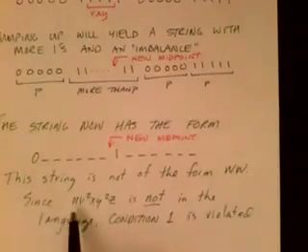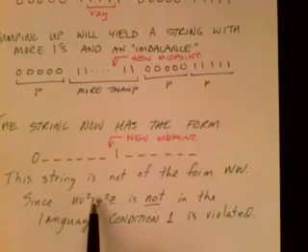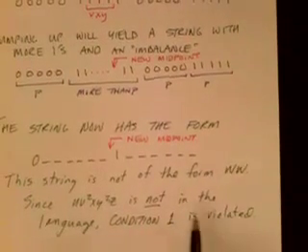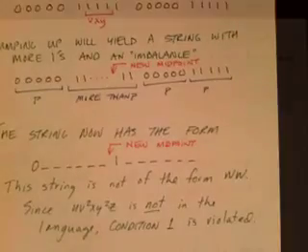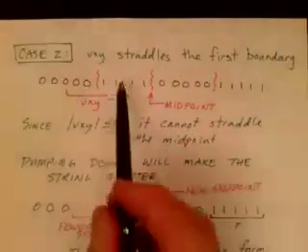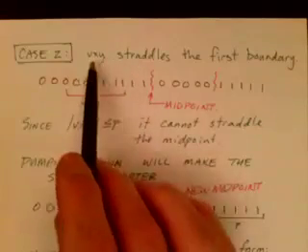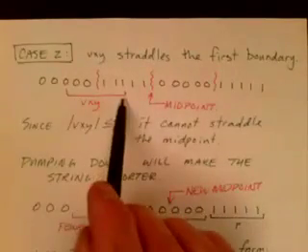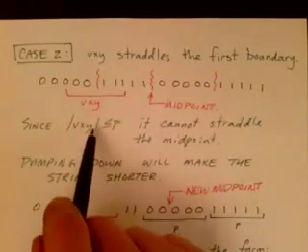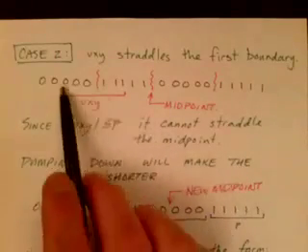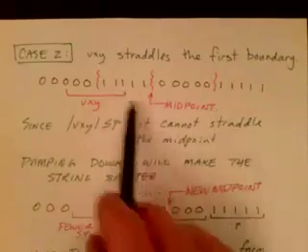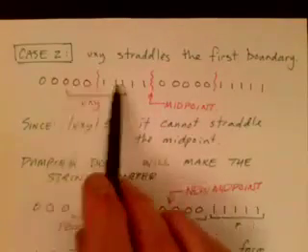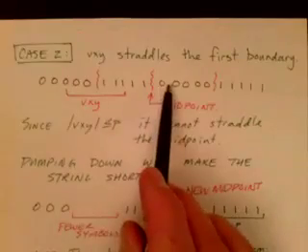And so, since u v to the power 2 x y to the power 2 z is not in the language, condition 1 is violated for this case, but we still have to look at the other cases. Now let's look at the second case, where Vxy straddles the first boundary. Here's an example. Here's our midpoint. Notice that Vxy cannot straddle the midpoint because we have p ones right here. Since this thing is p or less in length, it can't also include any of these zeros here.